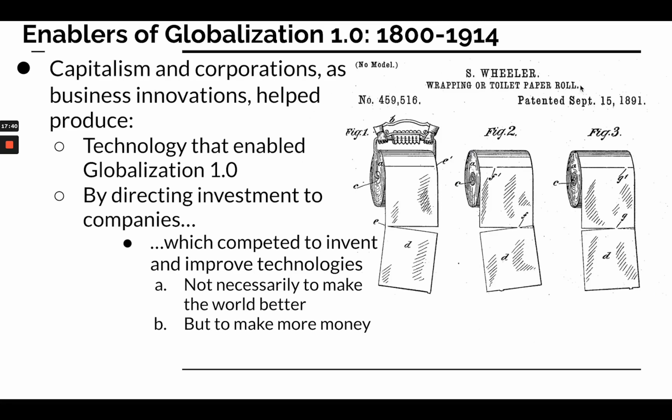And as an illustration of this, right, we have the invention of rolled toilet paper with separate sheets. So as you can see, this is an invention that is patented in 1891. It was invented to make money, and it did. But I think most of us would agree that our lives are probably better with toilet paper rolls than without, and this is an example of how capitalism and corporations as business innovations help produce technology. Now, of course, toilet paper is not one of the technologies we're going to talk about as an enabler of globalization. For those, let's move on.